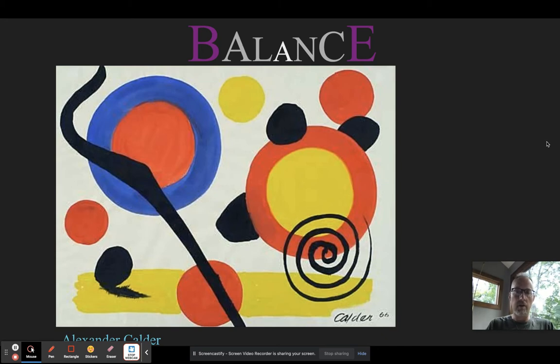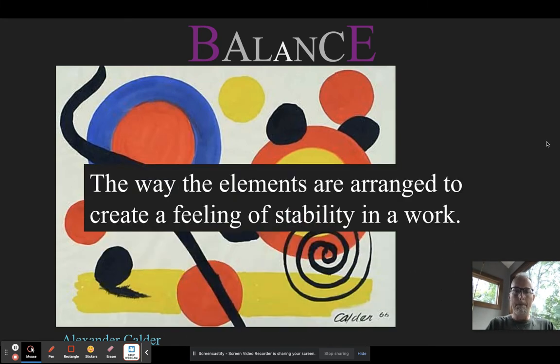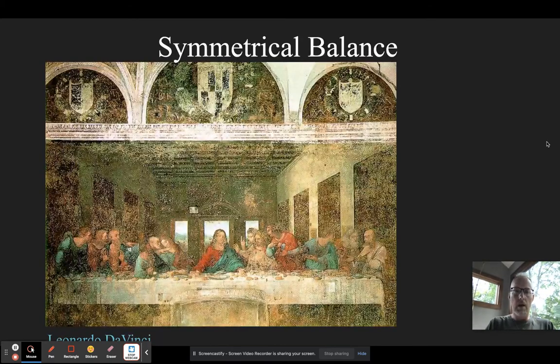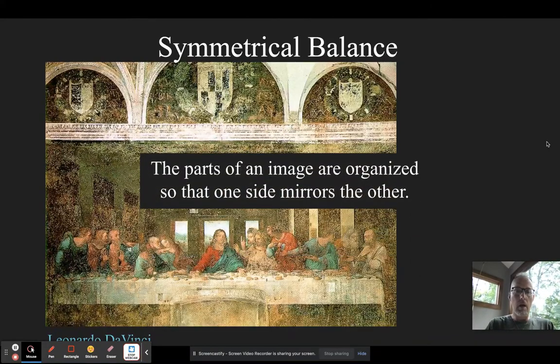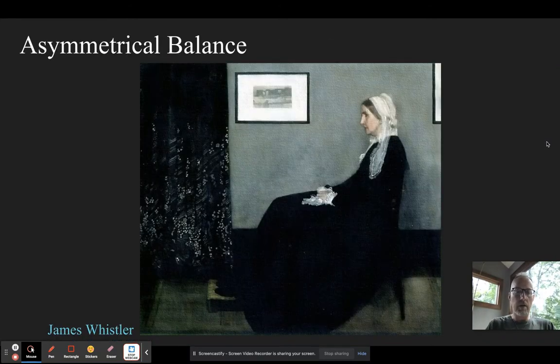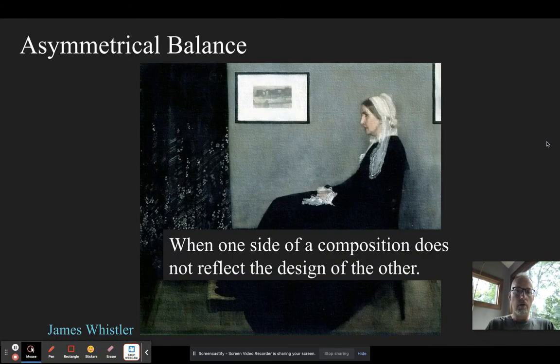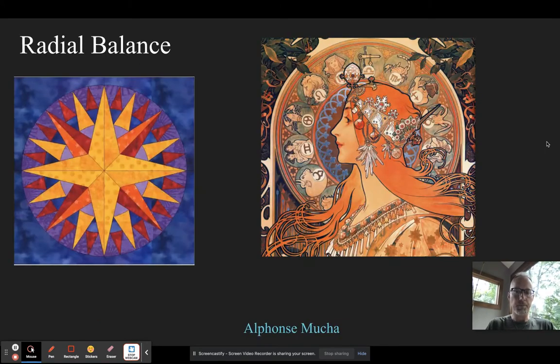So in this Alexander Calder painting, we're talking about balance. Balance is the way elements are arranged to create a feeling of stability in a work. Such as symmetrical, like this picture of the Last Supper here by Da Vinci, so that things are kind of mirror image left and right, or asymmetrical, like this James Whistler painting here, where one side is heavier visually than the other side. We can also have radial balance, where things are circular or radiate out from a central point, such as these pictures here by Alphonse Mucha in this design.